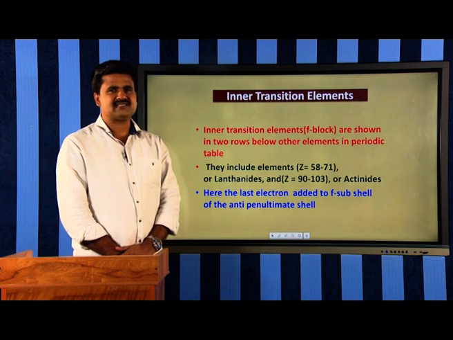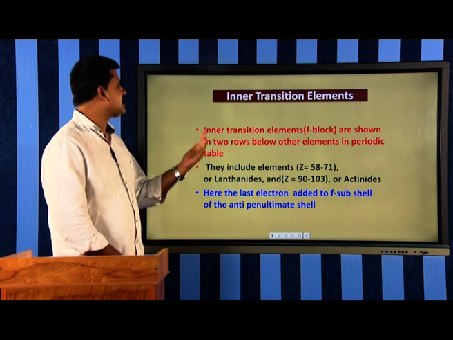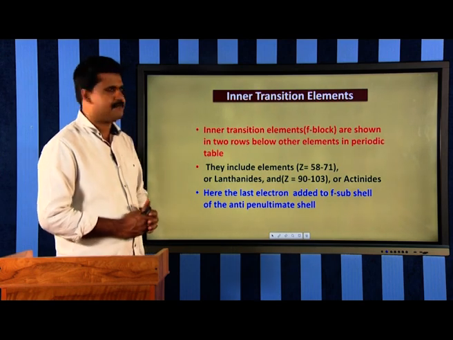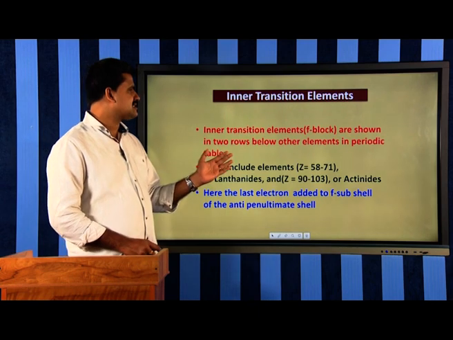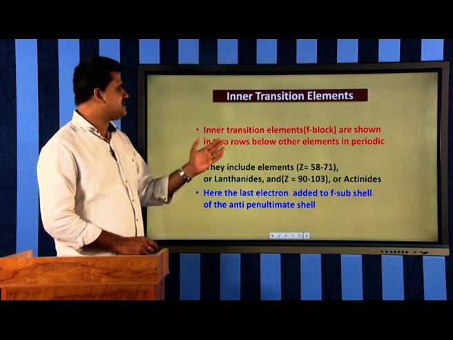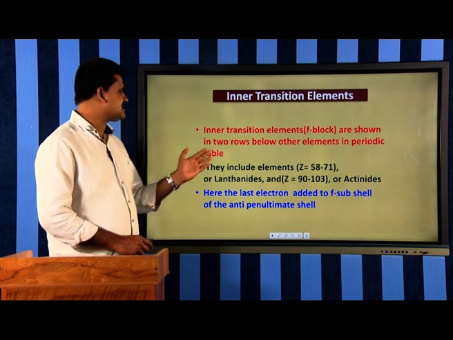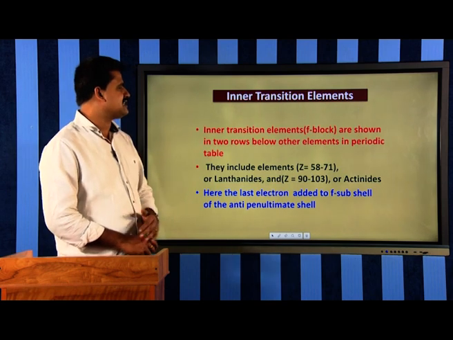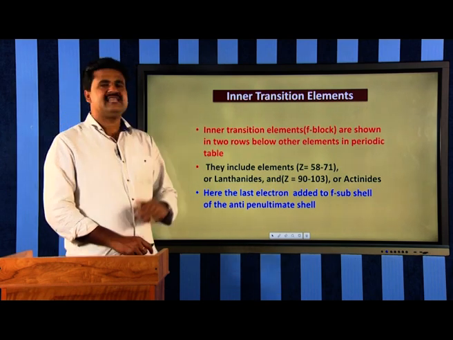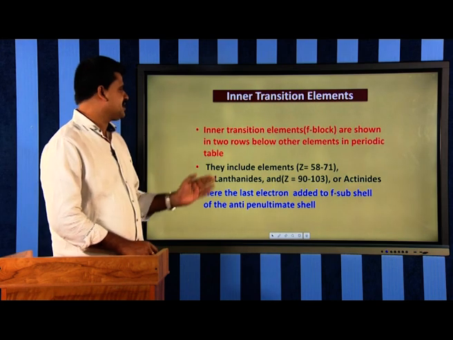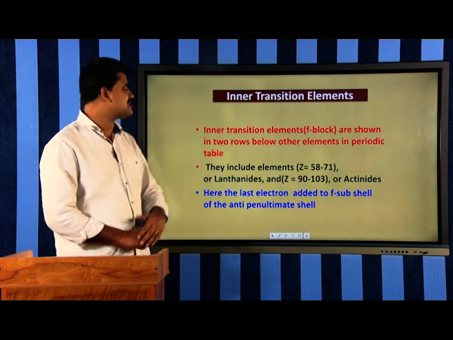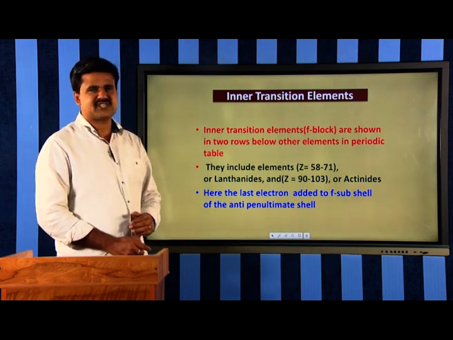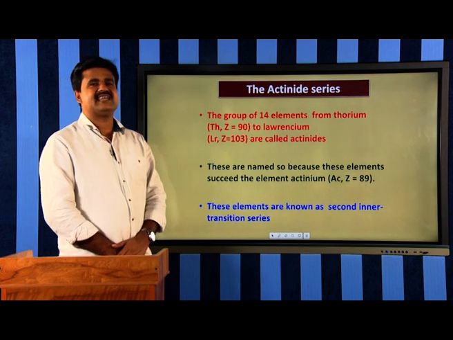Inner transition elements or f-block elements are generally placed as two rows below the other elements in the periodic table. They include elements of atomic number 58 to 71 designated as lanthanides and atomic number 90 to 103 denoted as actinides. In the case of inner transition elements, the last or outermost electron is added to the f subshell of the antepenultimate shell.